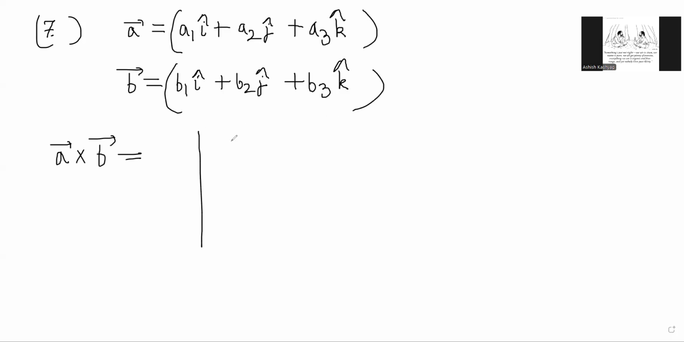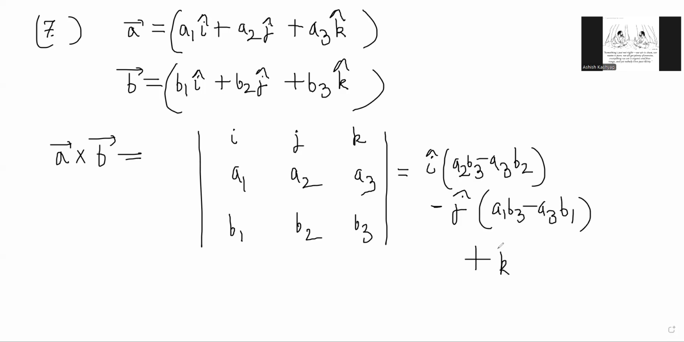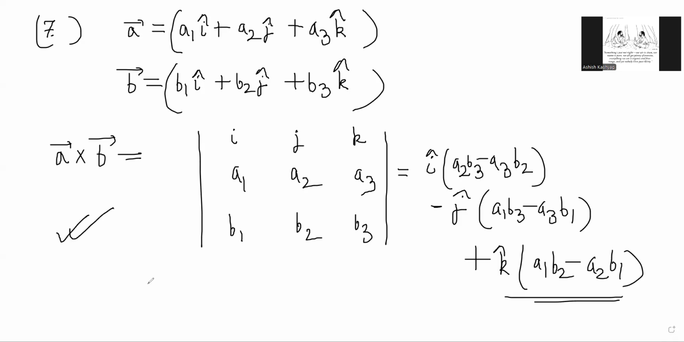Or you can directly calculate it by this determinant: i j k, a1 a2 a3, b1 b2 b3. So this determinant will give you the value of this cross product, and you can see clearly this will be i cap (a2 b3 minus a3 b2) minus j cap (a1 b3 minus a3 b1) plus k cap (a1 b2 minus a2 b1). So that will become your cross product. Remember this determinant to calculate the cross product quickly, right?